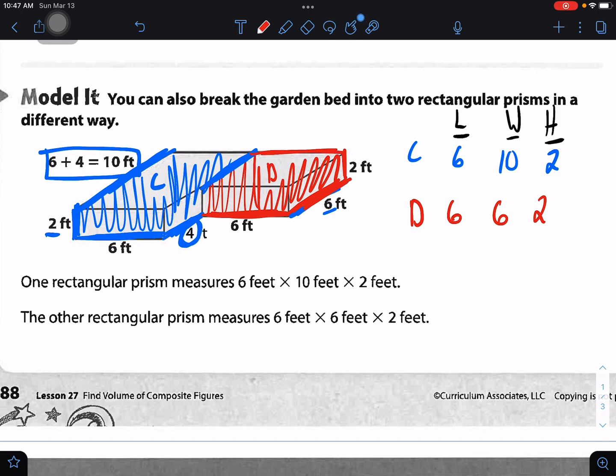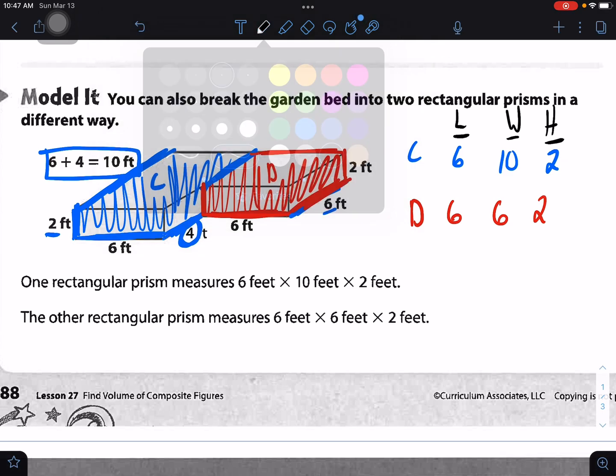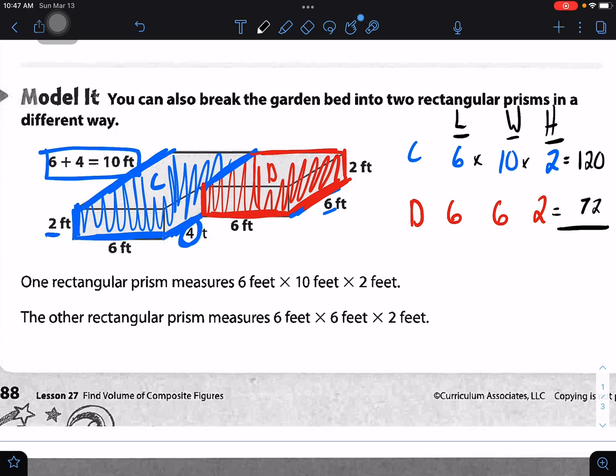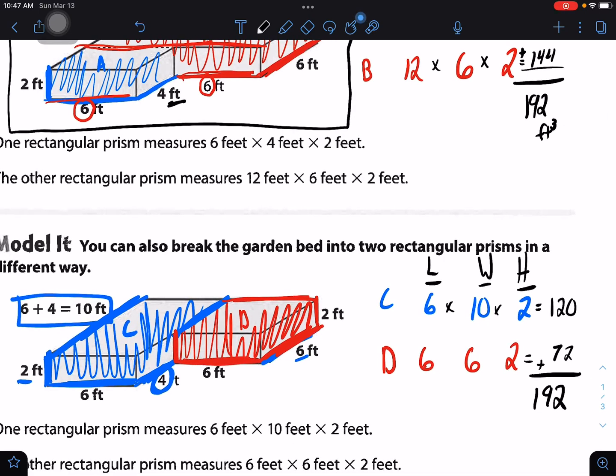So now I have my two shapes, and now I need to find the volume of the two separate shapes and see if it's the same answer as before. So I know that 6 times 2 is 12, and 12 times 10 is 120. And I know that 6 times 6 is 36, and I know that 36 times 2 is 72. If I add those together, I get a total of 192, and would you look at that? 192 feet cubed is the same thing that I got up here.